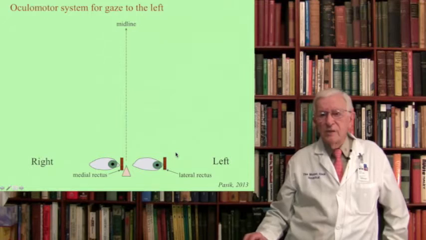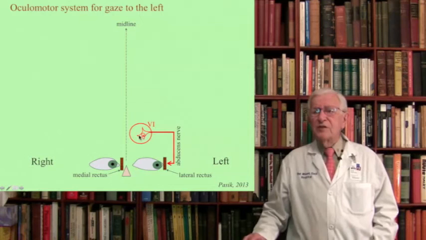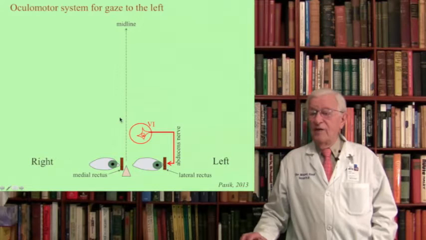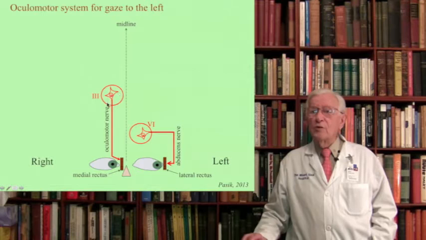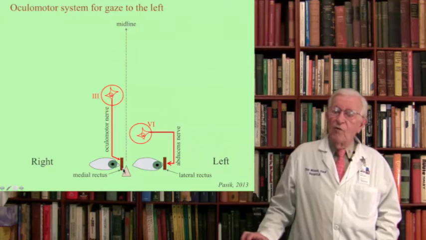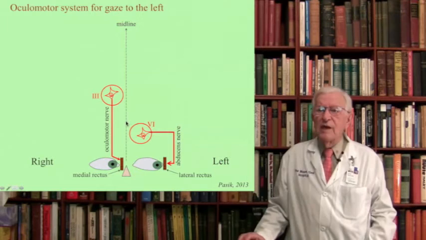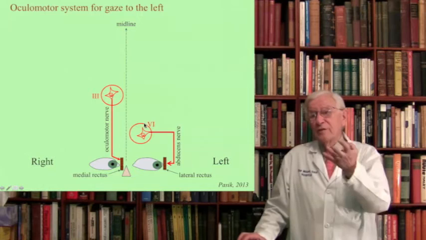Well, first of all, you have the sixth nerve nucleus here that has motor neurons that are going to innervate the lateral rectus of the left eye. You also have on the other side the oculomotor nerve nucleus that is going to innervate the medial rectus of the right eye. And when both of these happen is when you have the conjugate gaze to the left. But how do you put these two things together so they will act together? This is a completely peripheral mechanism.